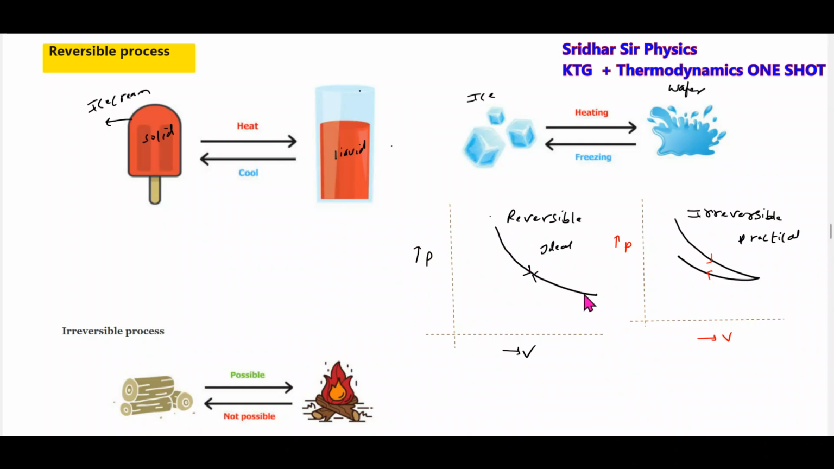Suppose the gas will expand. If you compress it, it may not follow the same path. It may reach somewhere here. So these are also things we are supposed to remember.